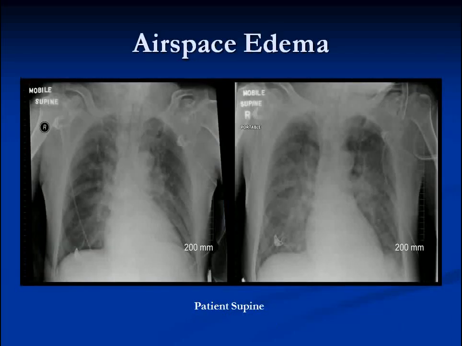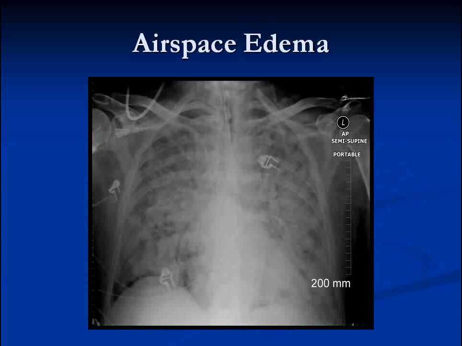If the patient is supine, like this patient who's in ICU, you can see that most of the changes are going to be in the perihilar region. So on your left, there's some mild interstitial edema. On your right, we have consolidation around both lungs. The lower lobes and upper lobes are less involved, but the changes are symmetrical and bilateral.